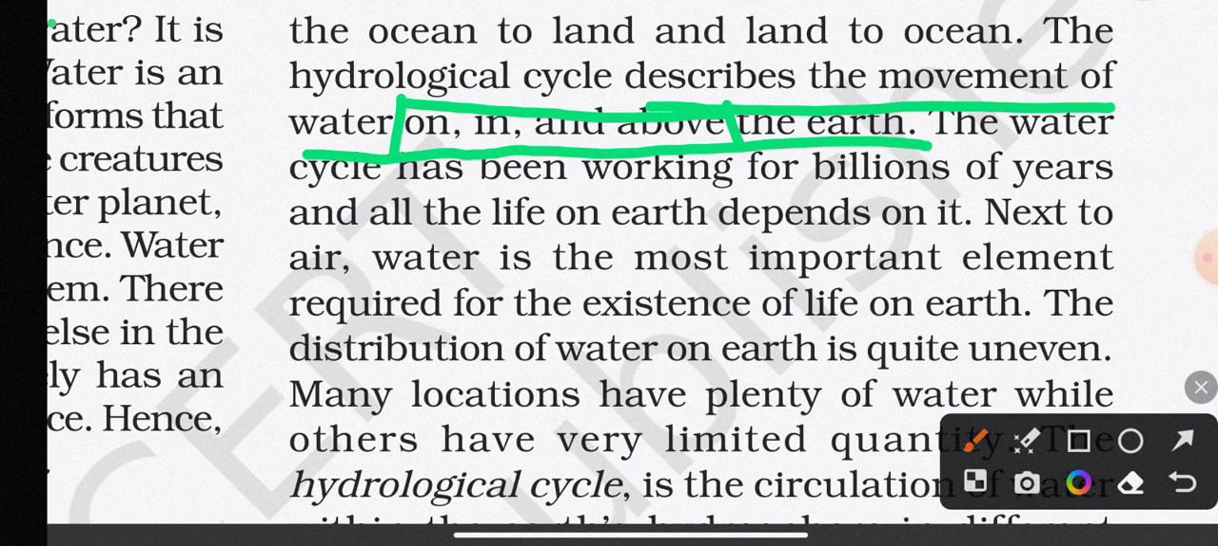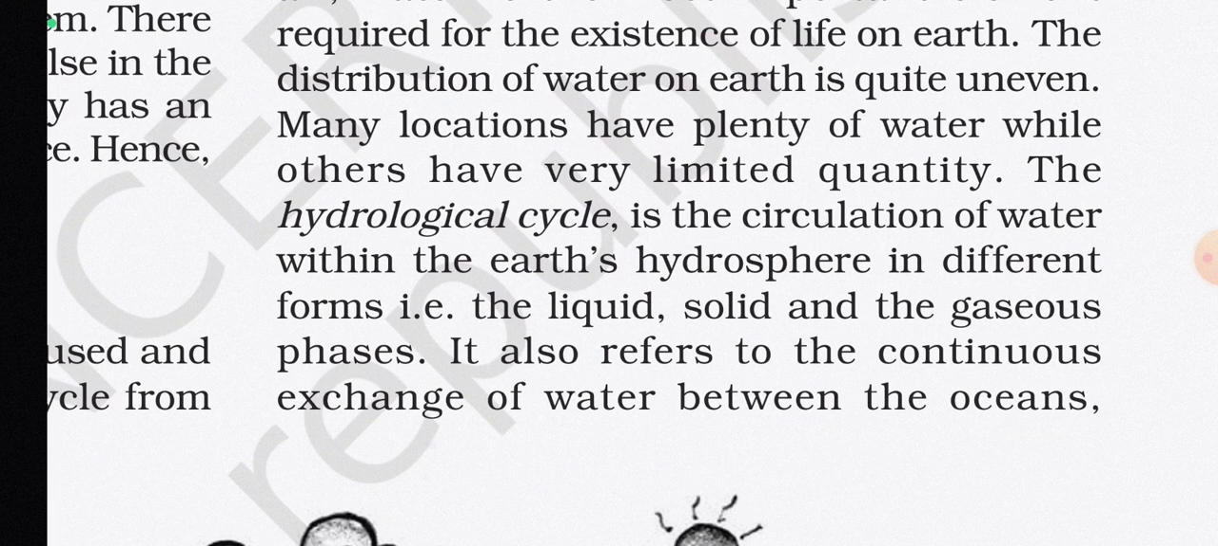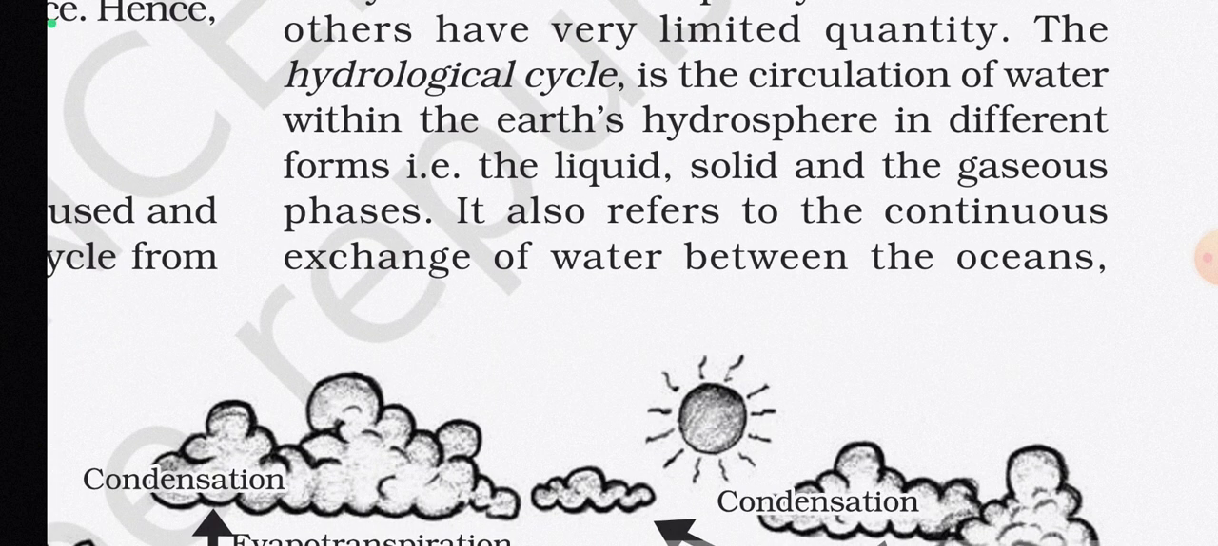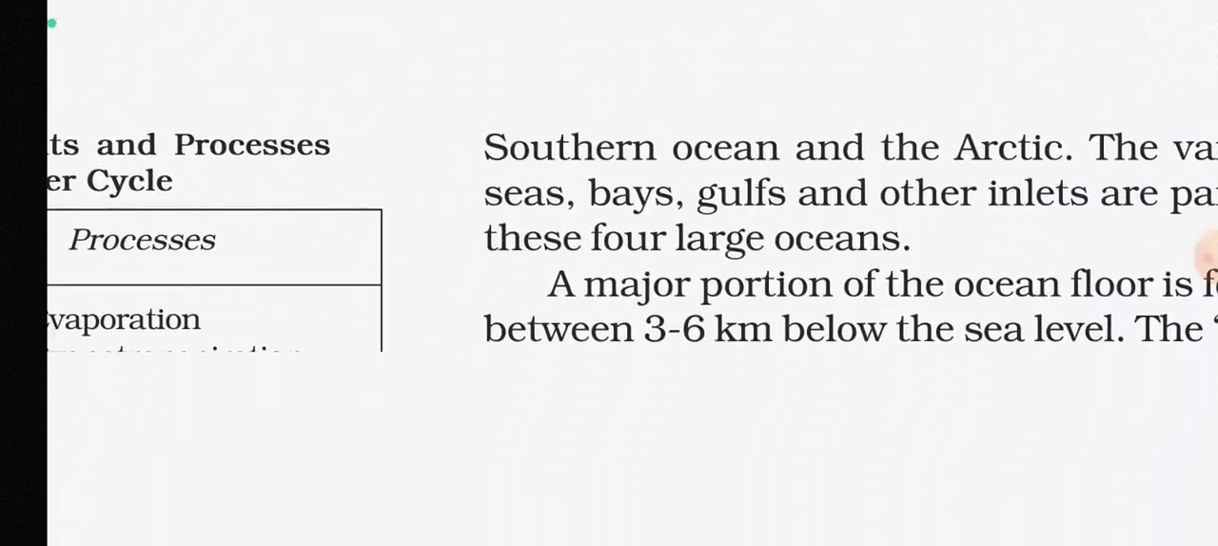The water cycle has been working for billions of years and all the life on the earth depends on it. Next to air, water is the most important element required for the existence of life on earth. The distribution of water on earth is quite uneven. Many locations have plenty of water while others have very limited quantity. The hydrological cycle is the circulation of water within the earth's hydrosphere in different forms, that is the liquid, solid and the gaseous phases. It also refers to the continuous exchange of water between the oceans.